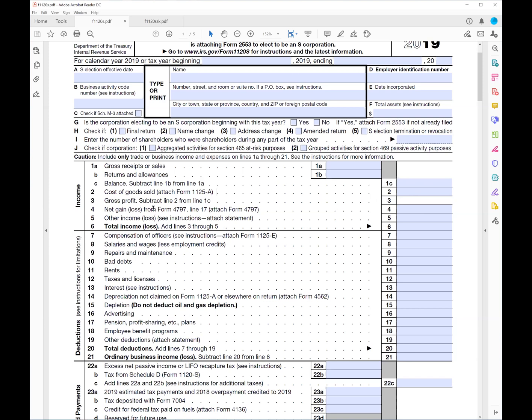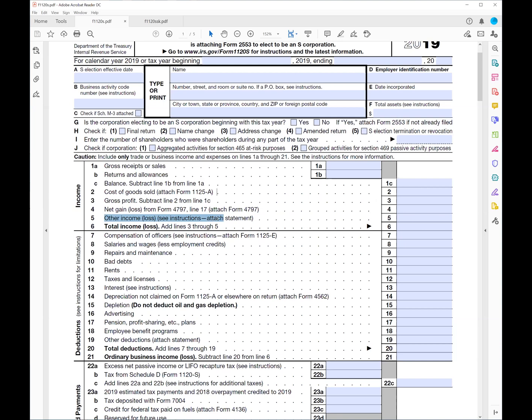Net gain and loss from 4797. And to be honest, I'm not familiar with that form, but it's just a form 4797, that those net gains or losses would come onto this form. I'm not particularly familiar with that form, just being honest, because it's not something that we really need to dive deep into.